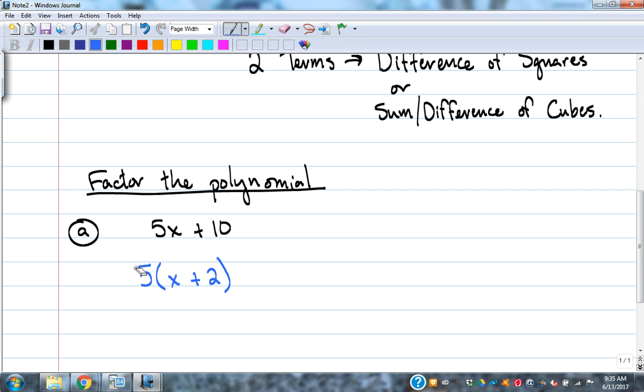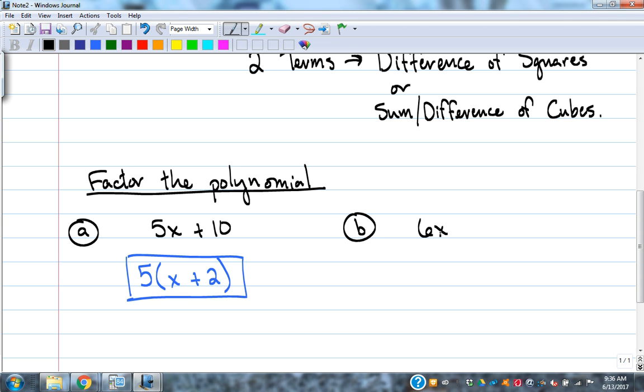The 5 is the GCF. The x plus 2 is what's left over. That's the factored form of that polynomial. Okay. So that's using greatest common factor. GCF is all we used on that one. We don't go any further there because there's not anything left to do. X plus 2 doesn't factor any further because it's just plain X there. If it were X squared and some things, we might look at it. But in this case, it's not.